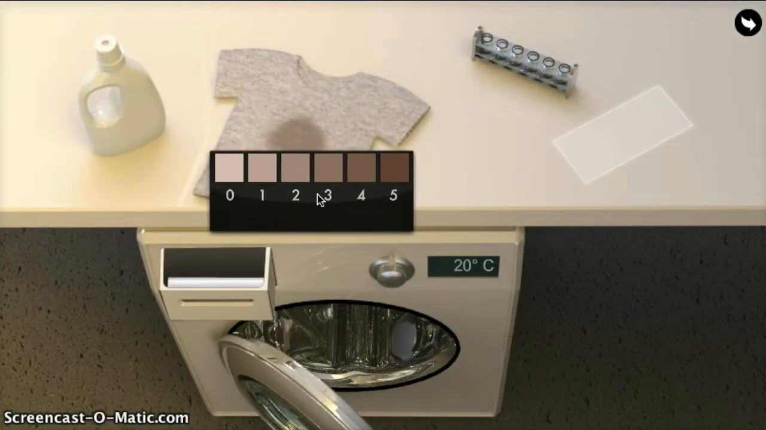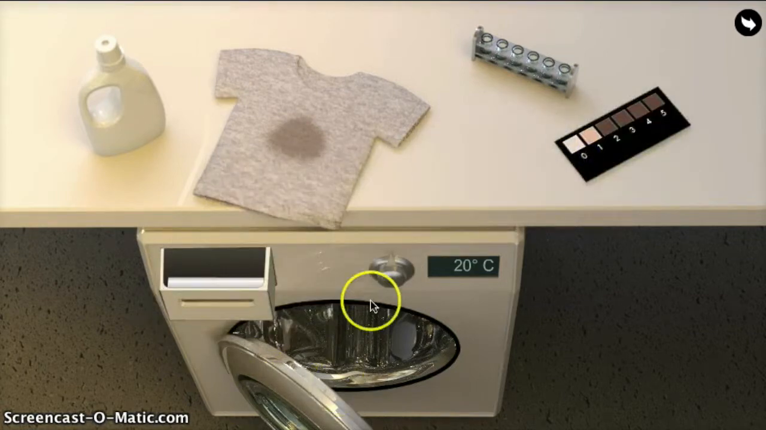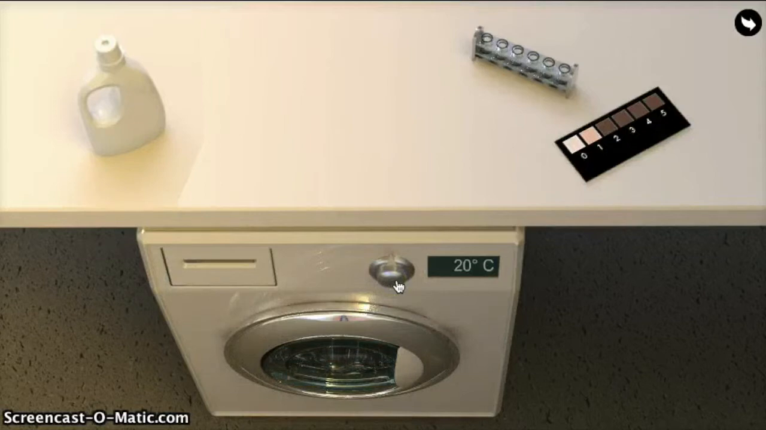There's a big difference between washing the shirt with or without the product.